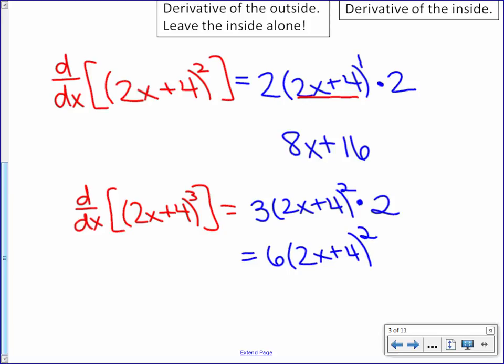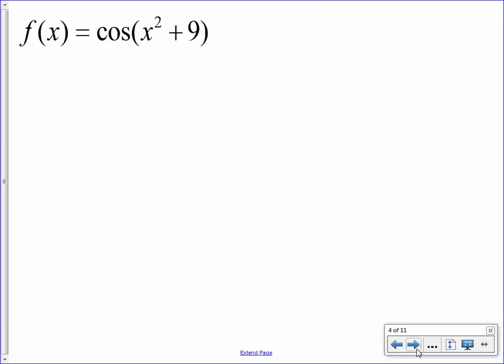This would also be nice if I asked you to find points of horizontal tangency and you have to set it equal to 0. Here it's already factored for you to set equal to 0. So there's going to be some benefits. We're all about examples today.